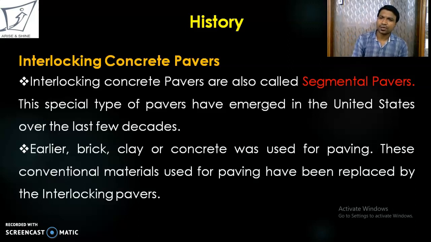Earlier, bricks or clay or concrete was used for paving. Generally, we say it's a flooring. These conventional materials used for paving have been replaced by the interlocking pavers. Interlocking paver is the best type of paver.